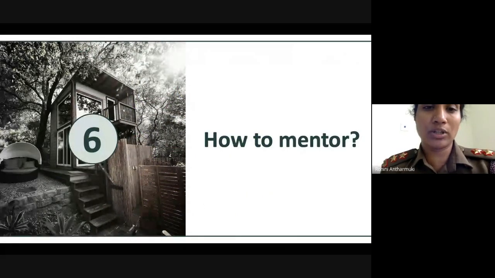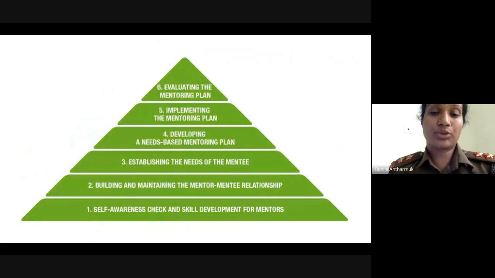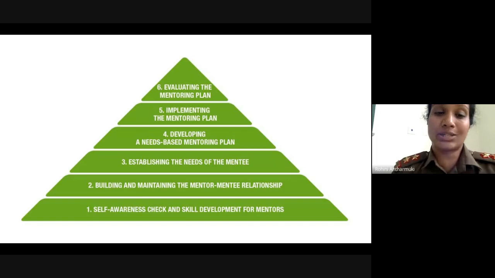Now, how to mentor students? What are the things I'm supposed to do to mentor students? These are the 6 steps. First of all, you should have a self-awareness check and skill development for mentors. That is, when your mentee comes in, they should know the SWOT analysis of themselves. That is, they should know their strengths, weaknesses, threats, and opportunities. Once they know that, they are aware of themselves. Then you know what their weaknesses are.